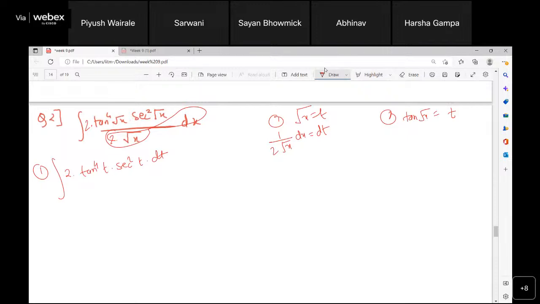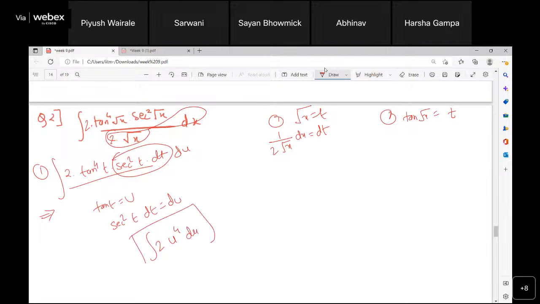Now can we evaluate this integral directly? Because again we have to put a substitution here, like tan of t equals to u and sec square t dt equals to du. Are you getting what I'm saying? We cannot evaluate this integral directly. We have to again substitute tan of t equals to u and sec square t dt equals to du. So if I replace this term by du and tan t by u, I will get twice of u to the power 4 du, right? This is my final expression.